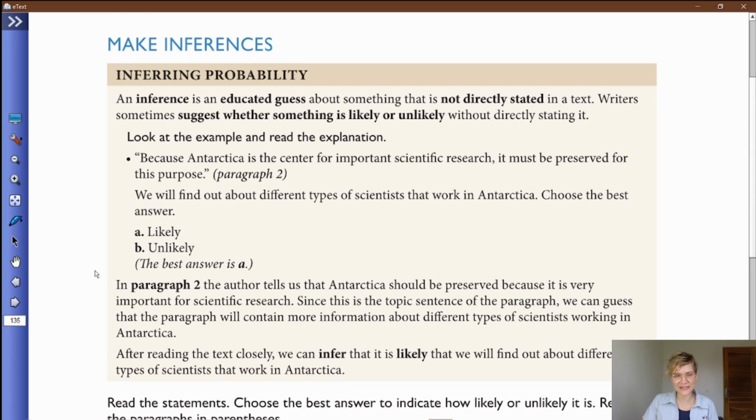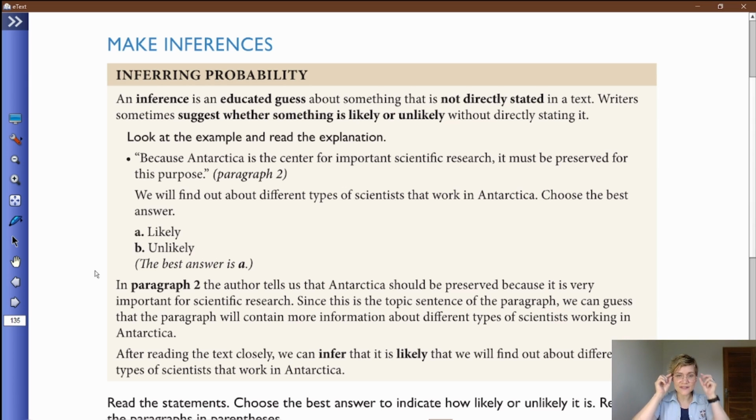Great. That brings us to the next part, which is making inferences. Remember, it's an educated guess about something that is not directly stated. It's indirectly stated. How to do that? We get facts, combine the facts. From there, we get a conclusion, and that will be your answer. Okay, writers sometimes suggest whether something is likely or unlikely, without directly stating it. Let's look at the example and read the explanation.